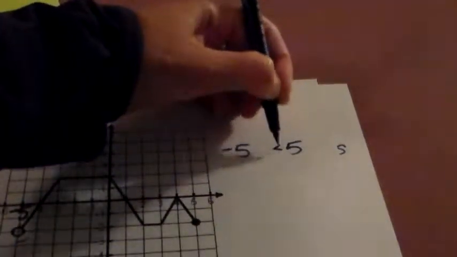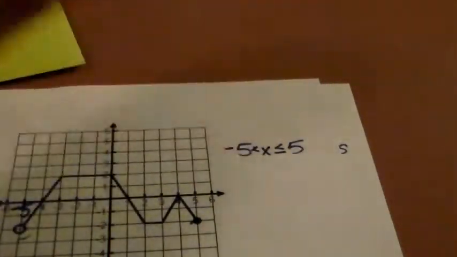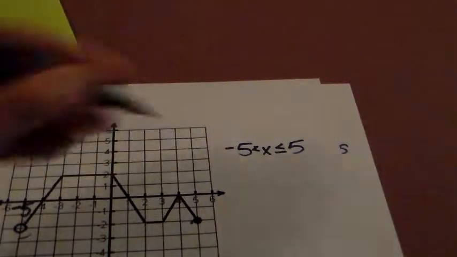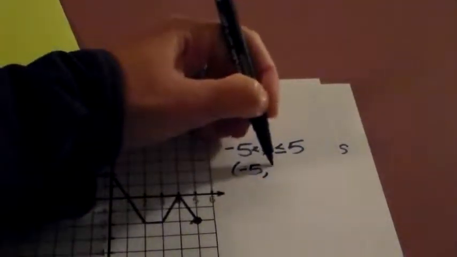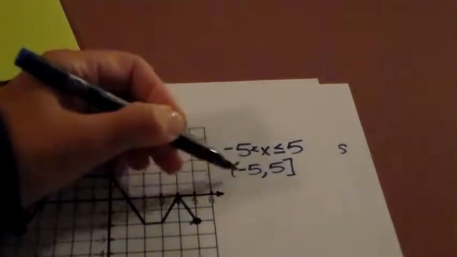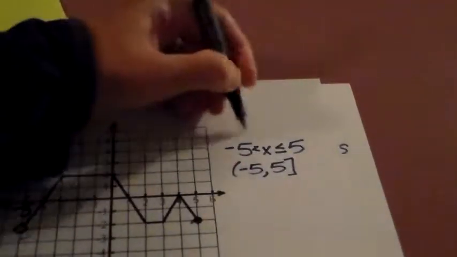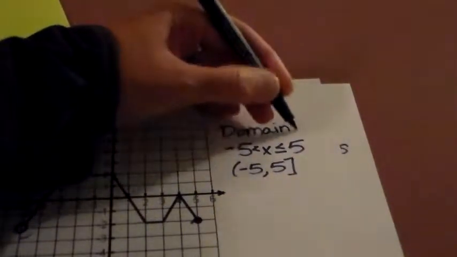X is sandwiched in between those values. It can be equal to positive 5, as I can see from this filled-in circle. It cannot be equal to negative 5. So you'll notice I use two different inequality symbols here. My interval notation is going to look like this. It can't be equal to negative 5. It can be equal to positive 5. So that's the domain of this graph.